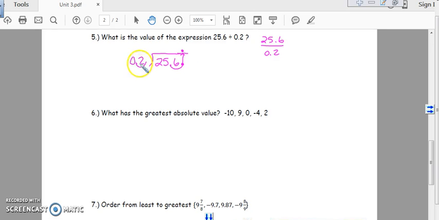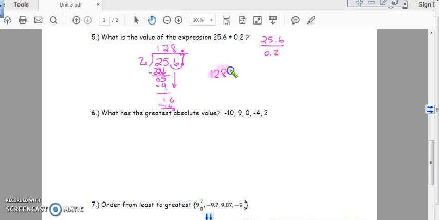So now I just have plain old 2 up front. And I have 256 underneath. So 2 goes into 2 one time, none left over. Bring down the 5. 2 goes into 5 two times, 1 left over. Bring down the 6. Goes into 16 8 times, and nothing's left over. So 128 is my answer.